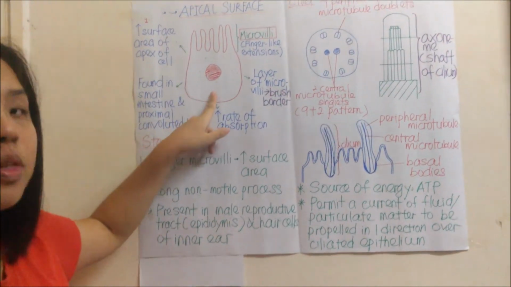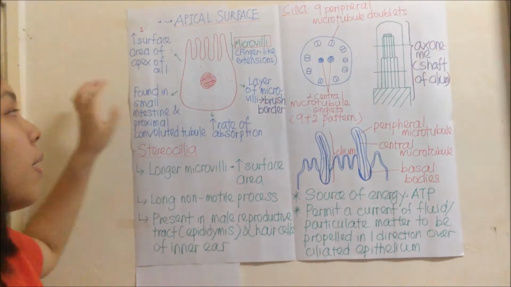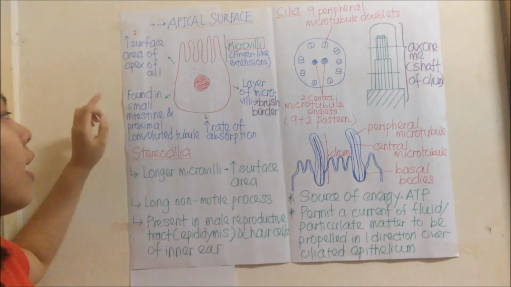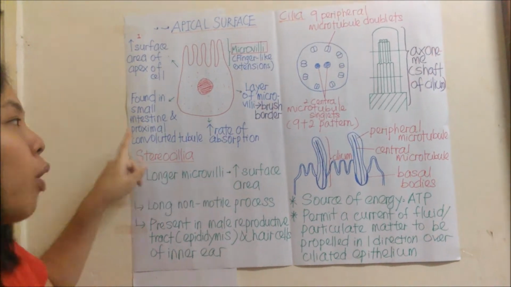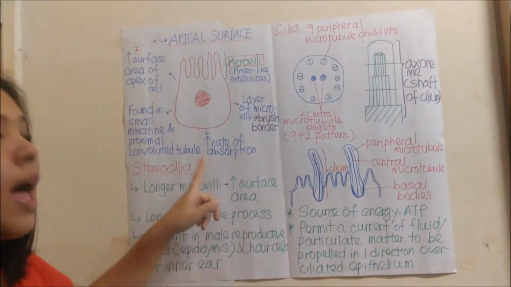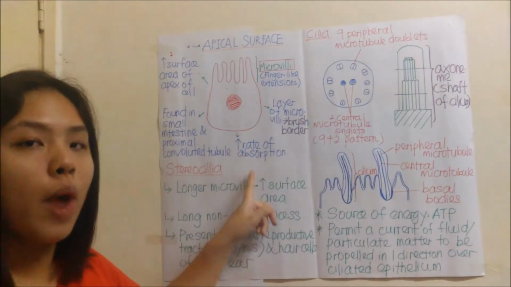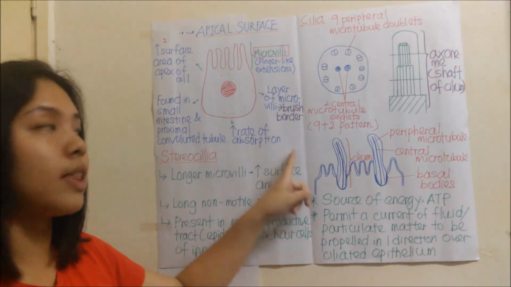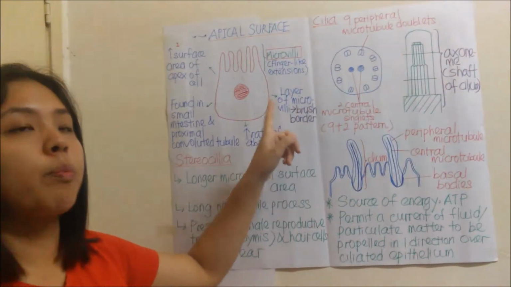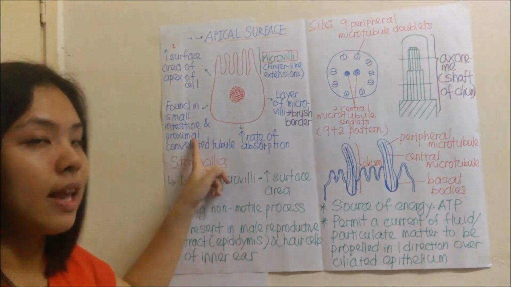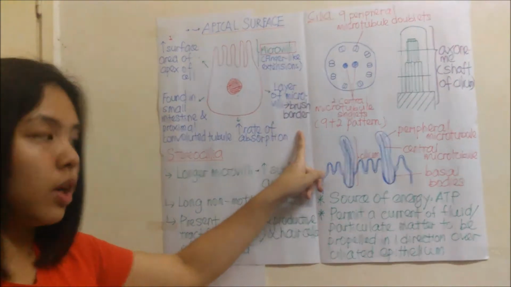This type of microvilli can be found abundantly in the epithelium lining the small intestine and proximal convoluted tubules. Its function is to increase the rate of absorption up to 30 times. And the layer of microvilli found on this epithelium is called the brush border.